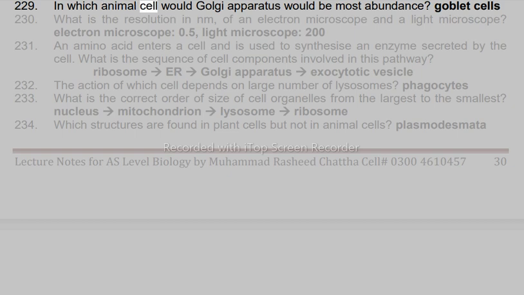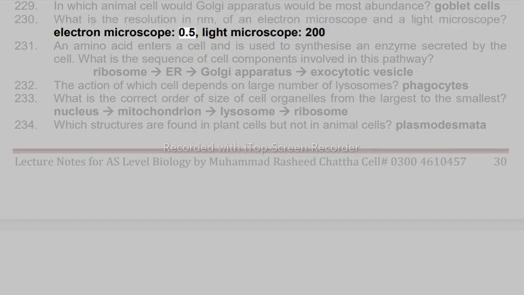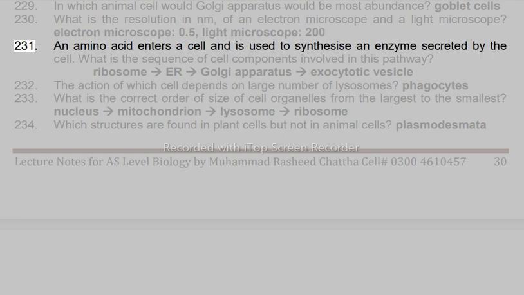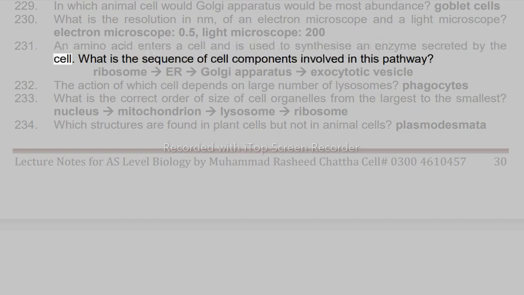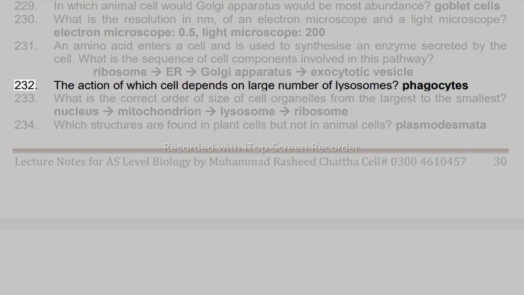229. In which animal cell would Golgi apparatus be most abundant? Goblet cells. 230. What is the resolution in nm of an electron microscope and a light microscope? Electron microscope 0.5, light microscope 200. 231. An amino acid enters a cell and is used to synthesize an enzyme secreted by the cell. What is the sequence of cell components involved in this pathway? Ribosome, Golgi apparatus, exocytotic vesicle.